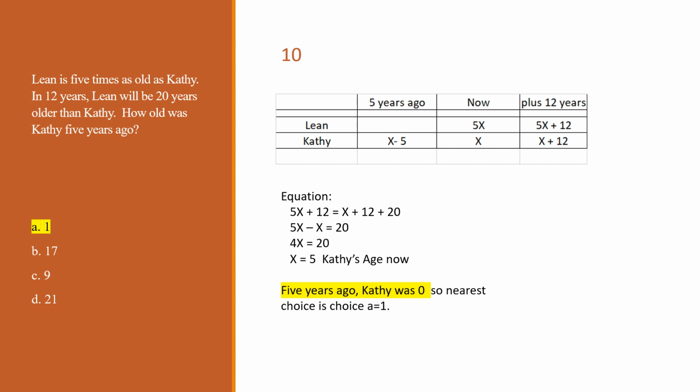5 is Kathy's age now, but what is required for item 10 is Kathy's age 5 years ago. So if Kathy's age now is 5, 5 years ago Kathy will have to be x minus 5, or 0. From the given choices, the nearest choice is 1. As reiterated, in some exams there could be typographical errors, therefore the nearest value would be 1. Else, if there was a choice of none of these, that would be the best choice.